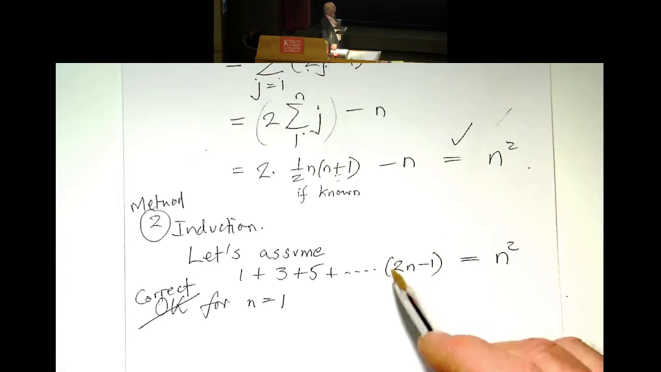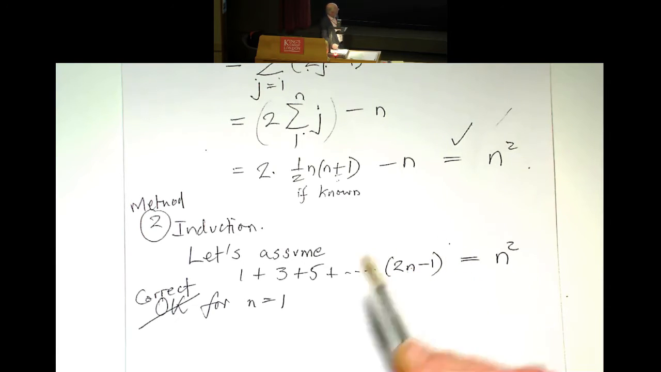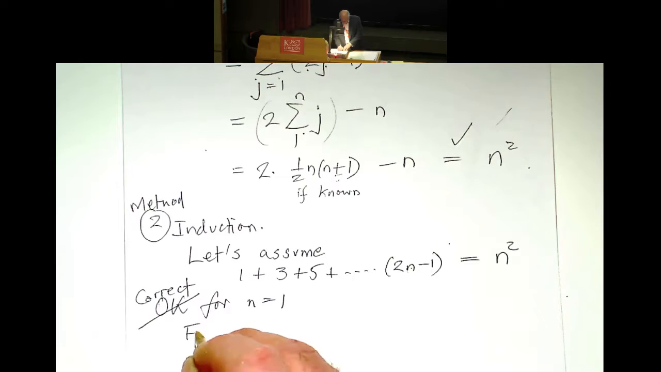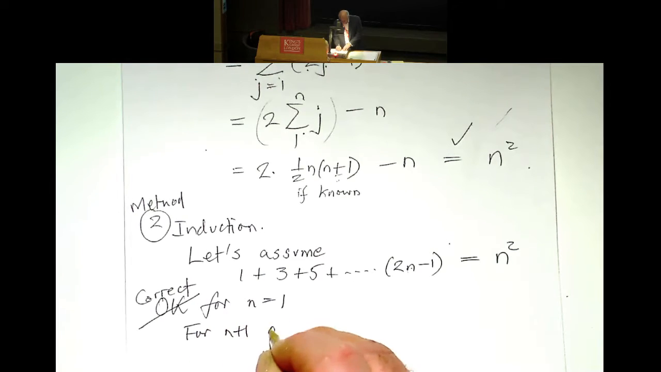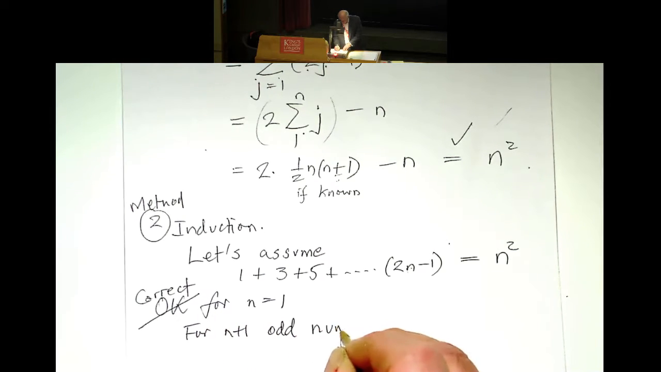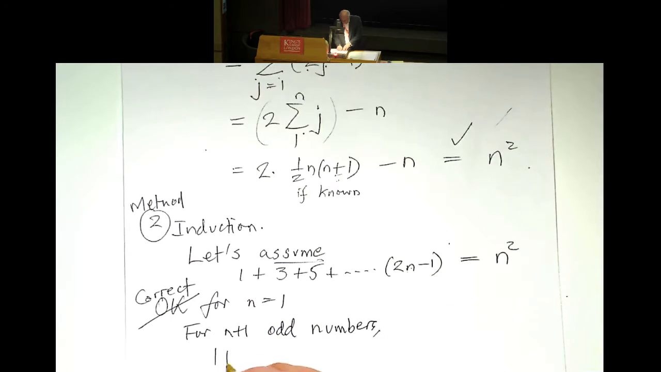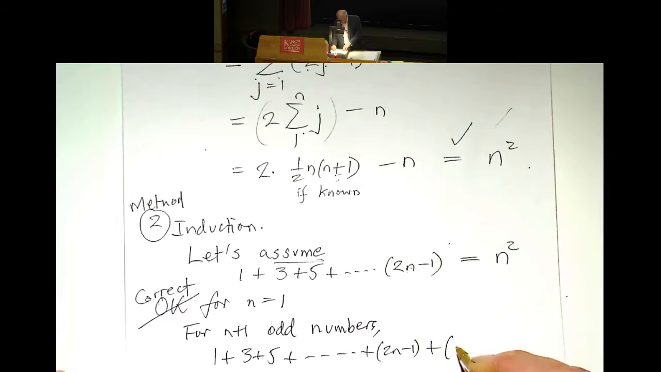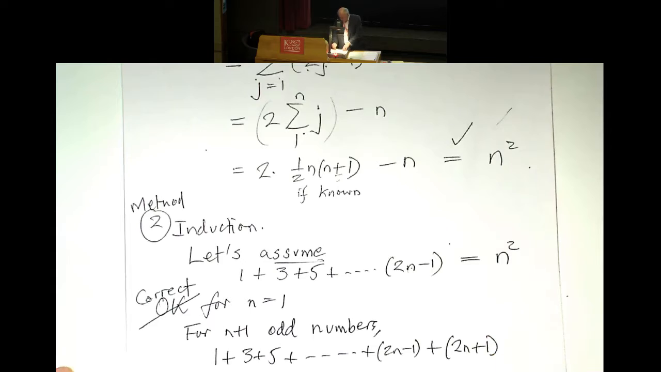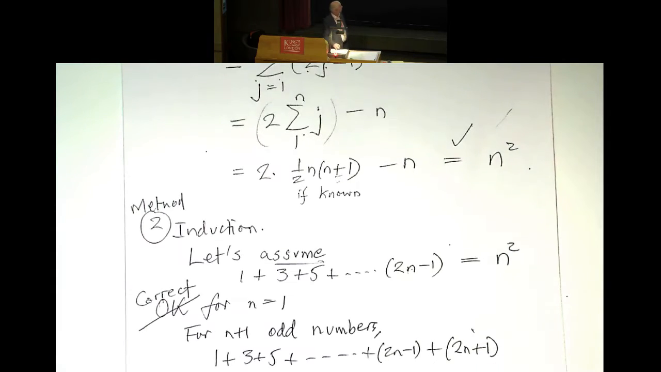So we now want to look at the sum of the first n plus 1 odd numbers. For n plus 1 odd numbers, we're assuming this result. So what we have is 1 plus 3 plus 5, and we're going all the way up. Now we have the nth odd number, and then we're going to add another one, so that would be 2n plus 1 minus 1, which is the same as 2n plus 1. That's the n plus first odd number.